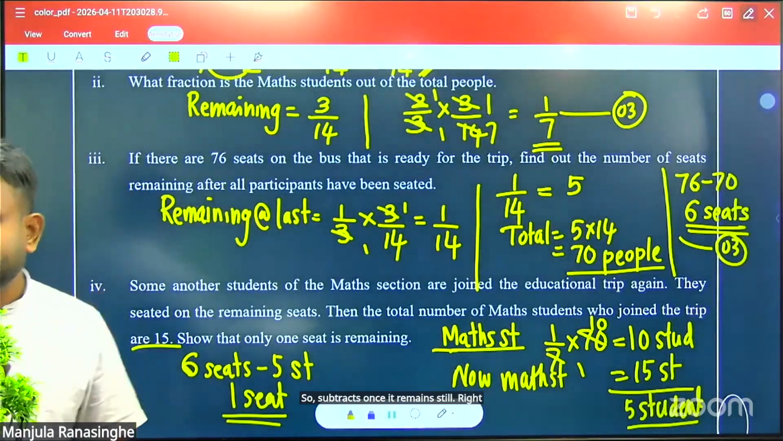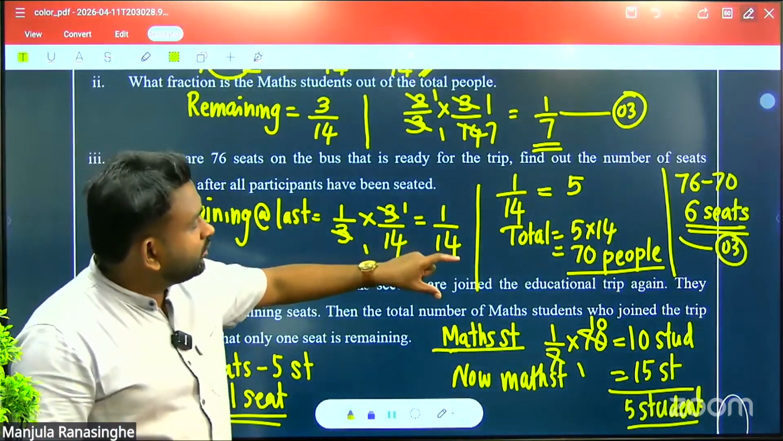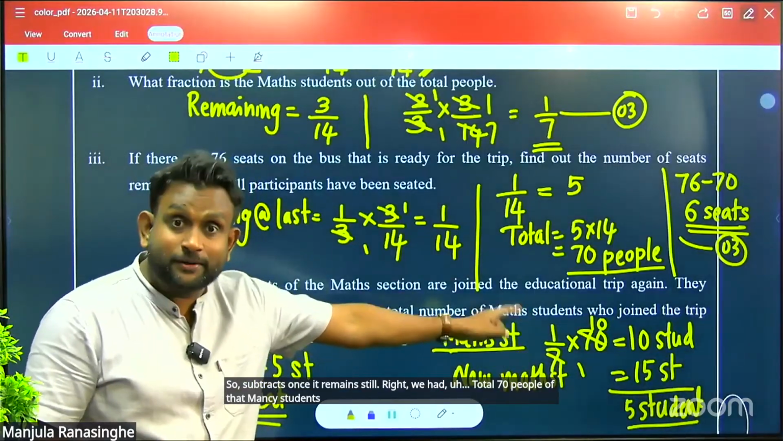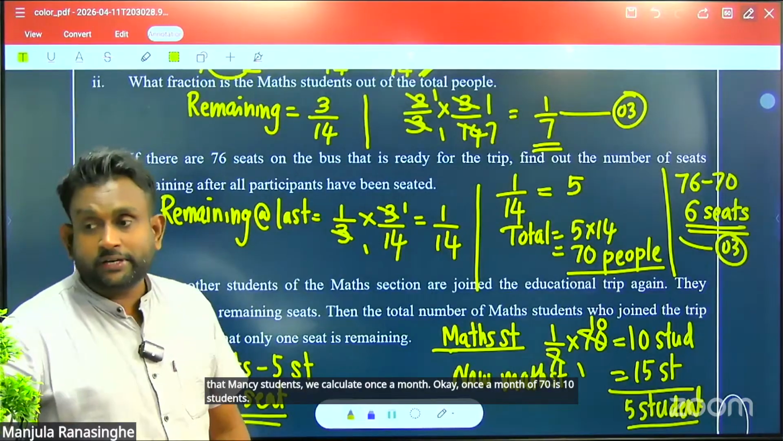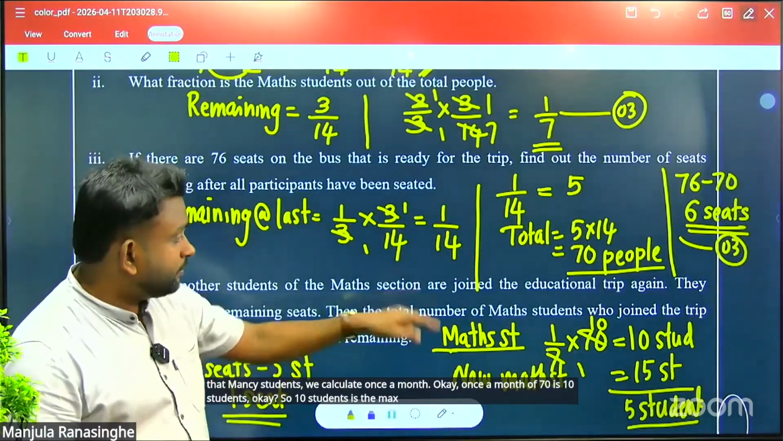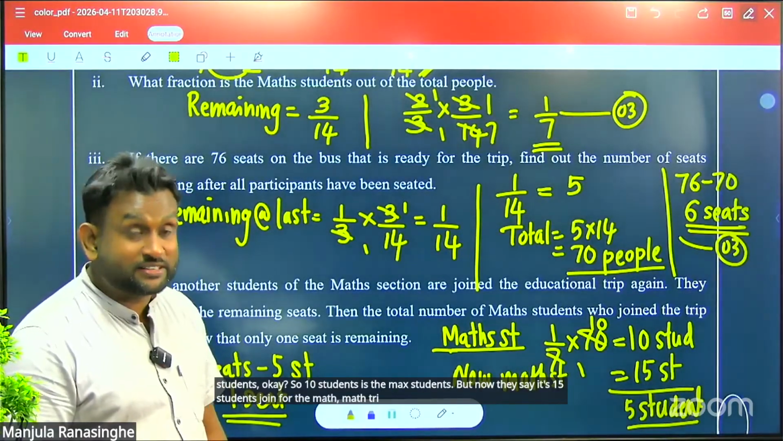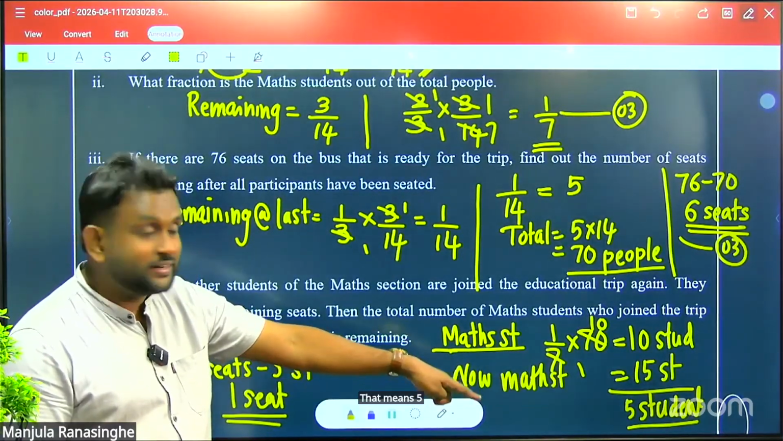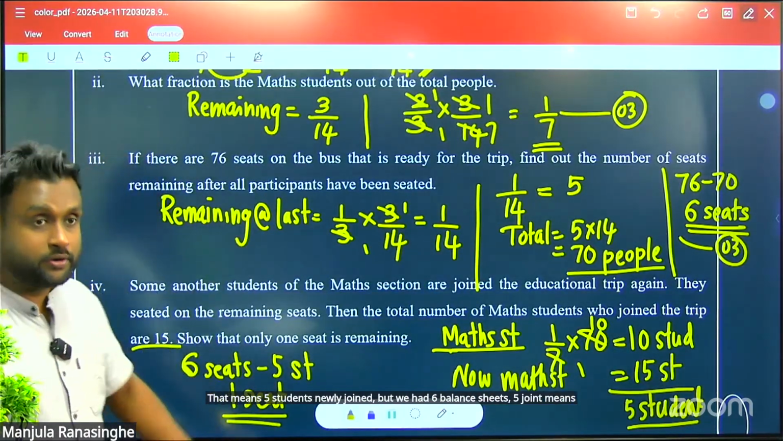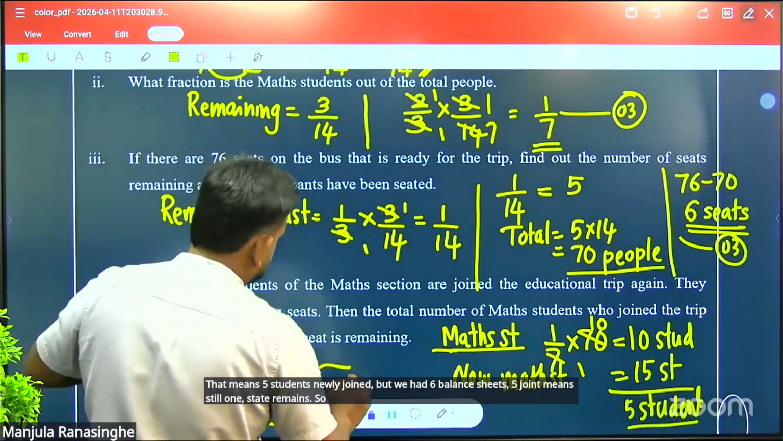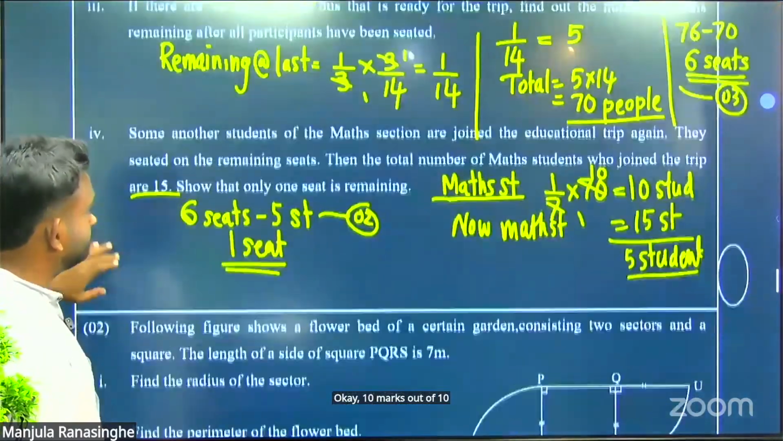Right, we had a total of 70 people. Of that, maths students we calculate 1/7. Okay, 1/7 of 70 is 10 students. So 10 students is the maths students, but now they say 15 students join for the maths from the math section. That means 5 students newly joined, but we had 6 balance seats. 5 joined means still one seat remains. So for that one you have 2 marks there. Okay, 10 marks out of 10 calculated.